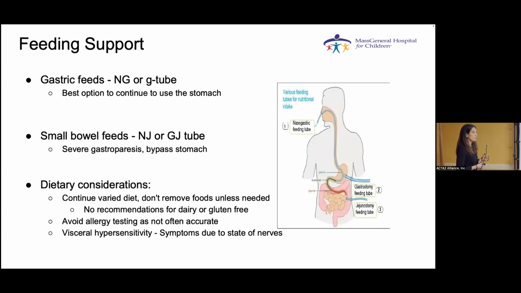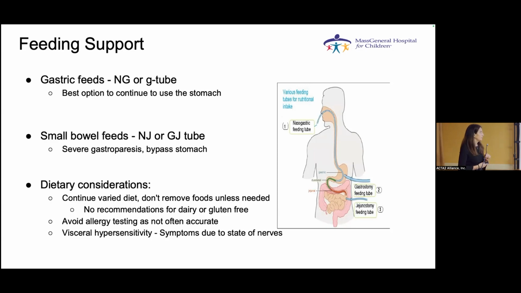So in patients who have problems with feeding, we have ways to support them. We have our gastric feeds, that's either a nasogastric tube or G-tube. The nasogastric tube will go through the nose all the way into the stomach, or the G-tube will go directly into the stomach.